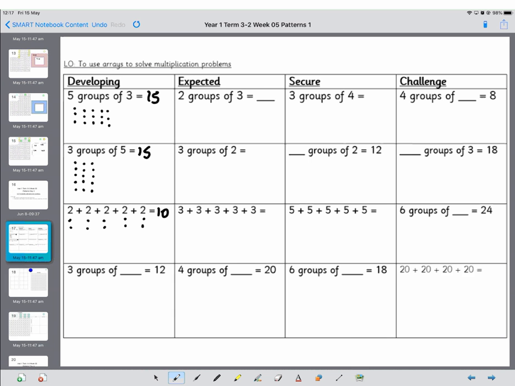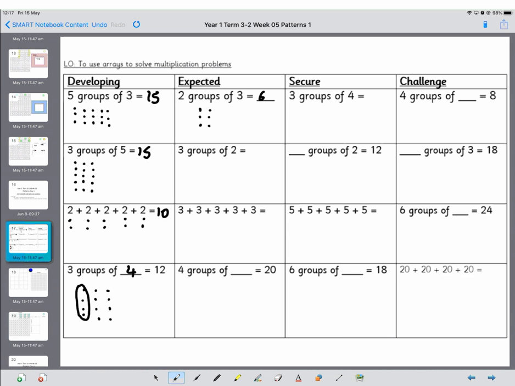Three groups of something makes 12. So we're aiming at reaching 12 and we'll put them in three groups. 1, 2, 3, that's... 6, 7, 8, 9, 10, 11, 12. So that's three groups, we've reached 12. How many is in each group? That's right, four. Two groups of three. One group of three, four, five, six, two groups of three.